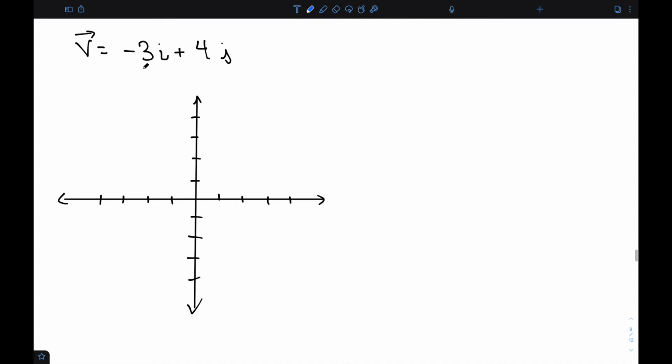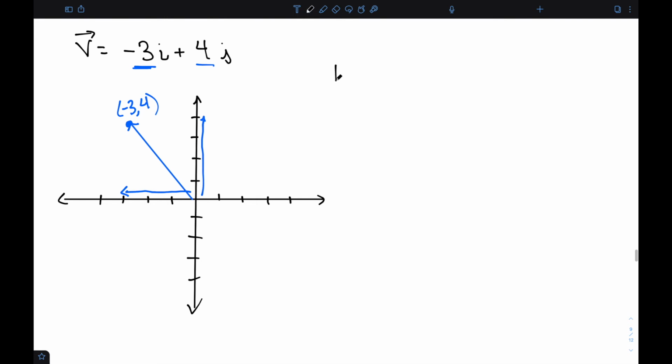Let's consider this vector negative 3i plus 4j. We move horizontally by negative 3 and vertically by 4 to get this point here. This point, (-3, 4). So this vector starts at the origin and extends to the point (-3, 4).